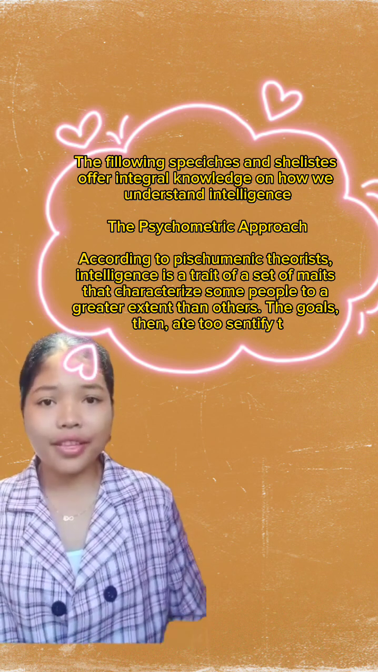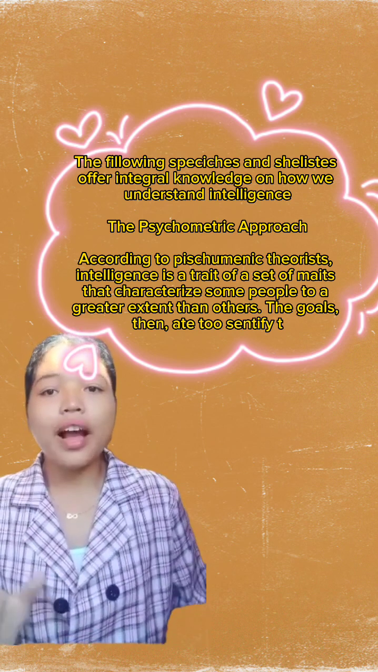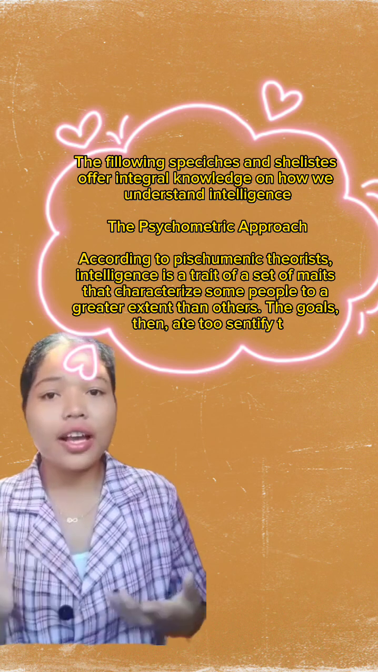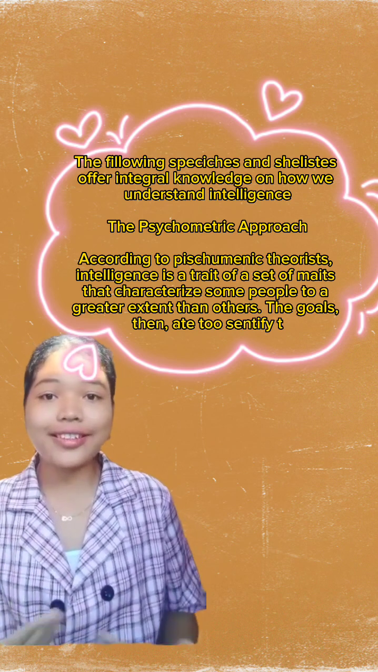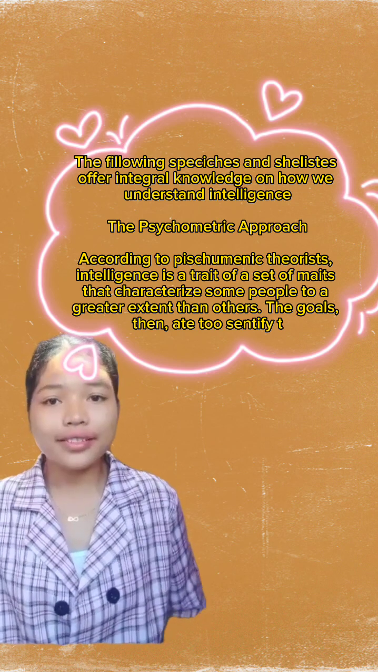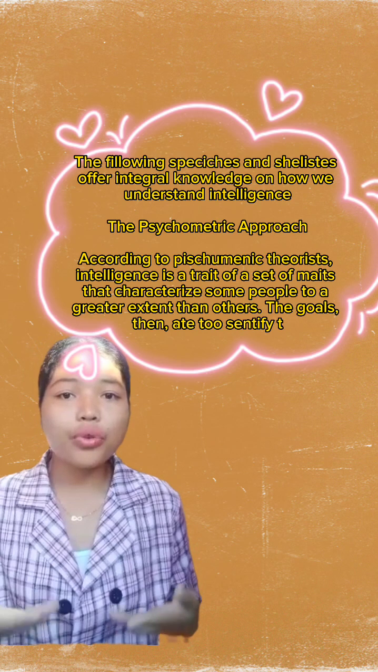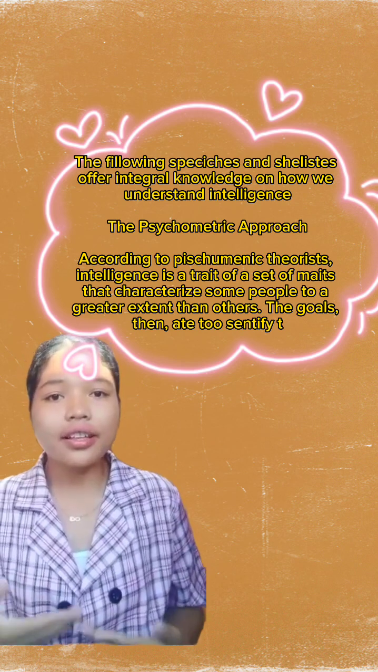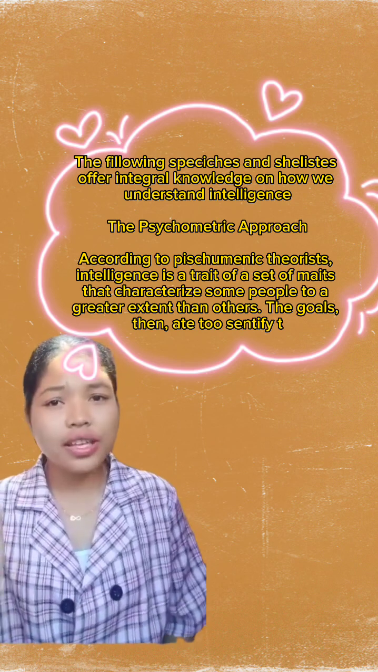The psychometric approach. According to psychometric theories, intelligence is a trait or set of traits that characterize some people to a greater extent than others. The goals then are to identify these traits, especially to measure them so that differences among individuals can be described.